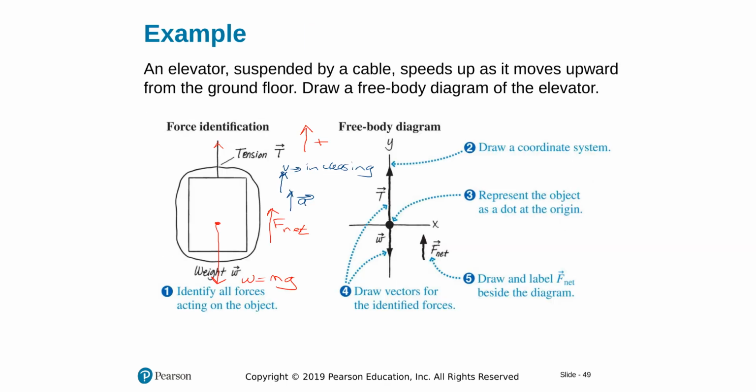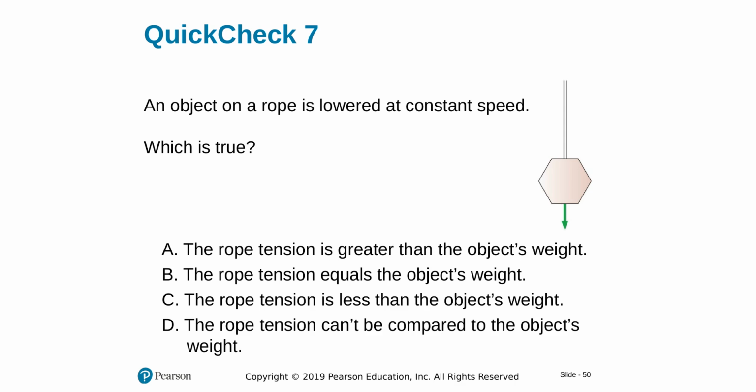That's another free body diagram. Now we got a clue here. If F net is up, the forces that are up will add to a larger value. We have only tension up, and forces that are down will add to a smaller value. We have only weight down. That means tension is larger than the weight here.